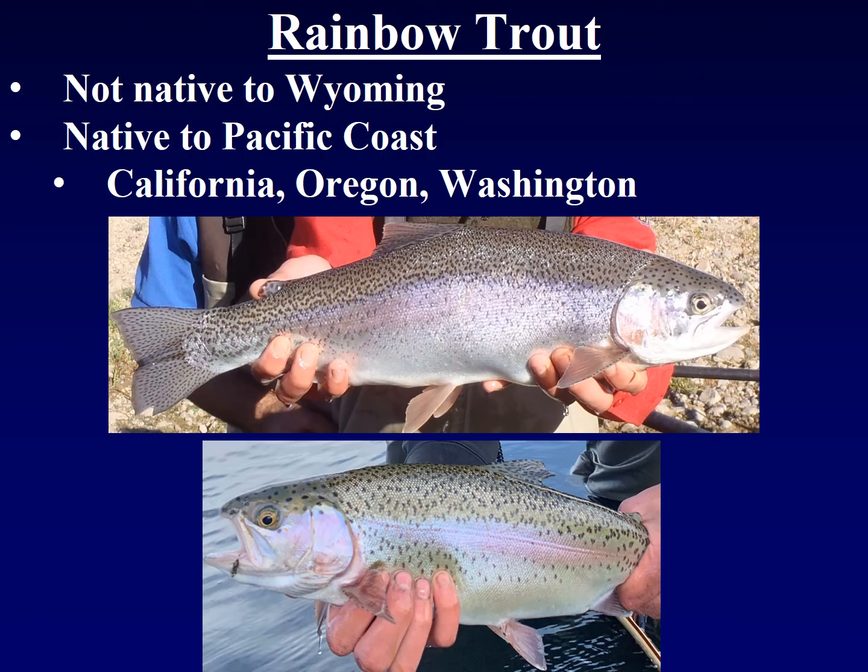The next fish species I'm going to talk about is rainbow trout. Rainbow trout are one of the most common fish species in Wyoming and North America. Despite how common they are, they're only native to the Pacific coast in states such as California, Oregon, and Washington, but they were introduced throughout North America and Wyoming mainly for sport fishing. They're very common in the Popo Agie River and in places like Lucky Pond, where we stock rainbow trout for people to catch.